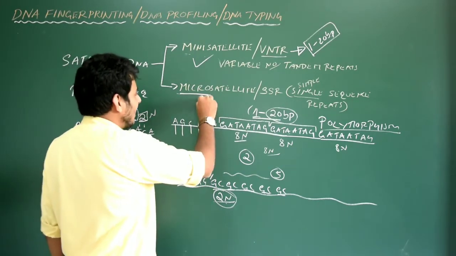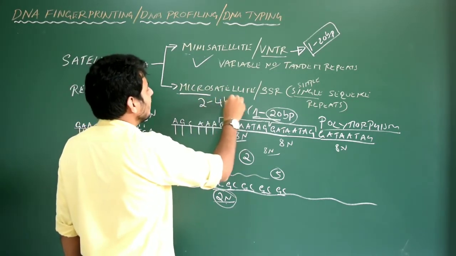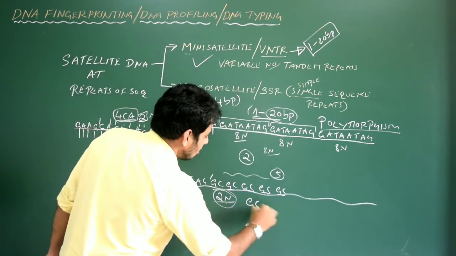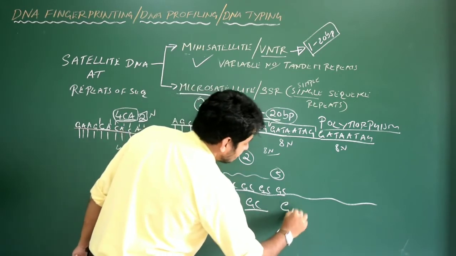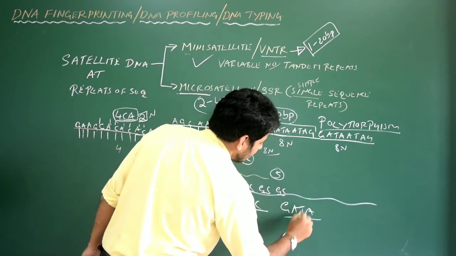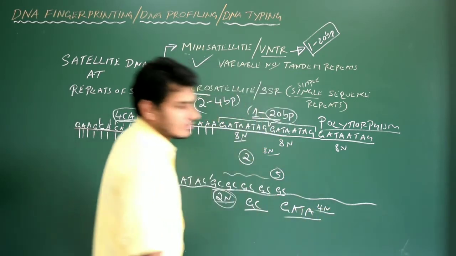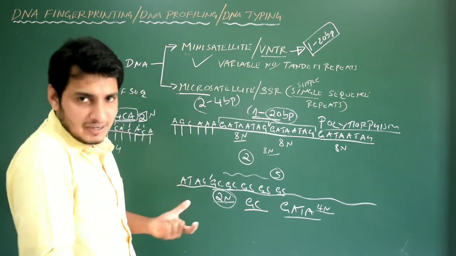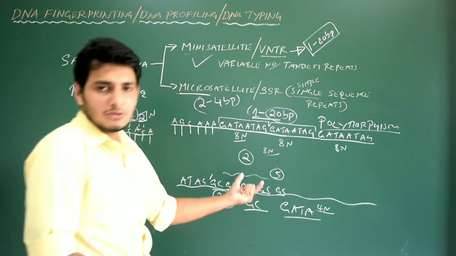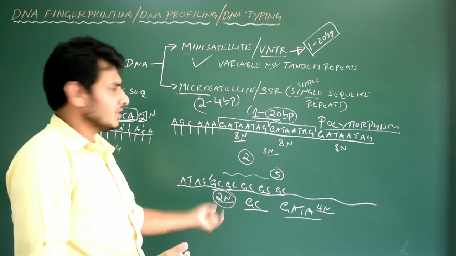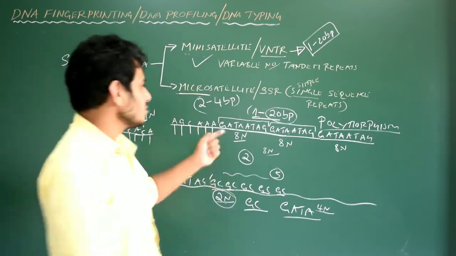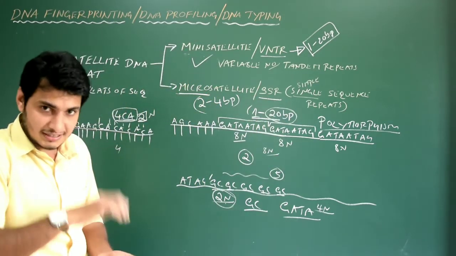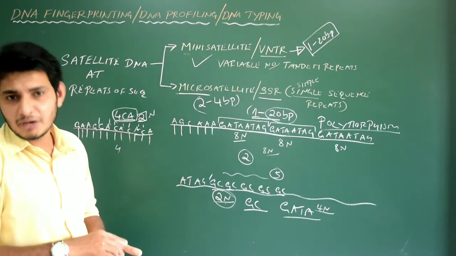So microsatellite maximum contains 2 to 4 base pair repeats. So I can take GC also. Even the repeat could be GATA also. In GATA, how many nucleotides are there? 4 nucleotides, or 4 bases. So if a repeat is seen which contains only 4 nucleotides or maybe 2 nucleotides, then it is microsatellite, which is also called SSR, simple sequence repeats. Got it? So that is the difference between minisatellite and microsatellite.